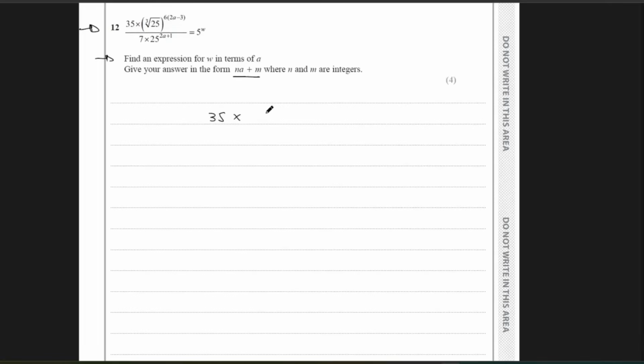35 times cube root of 25. We can change the form to exponent form. So 25 to the power 6 times 2a minus 3 divided by 3. Because cube root of x is equal to x to the power 1 over 3. That's the numerator. The denominator would be 7 times 25 to the power 2a plus 1. Equals to 5 to the power w.